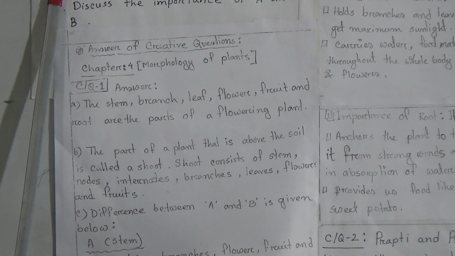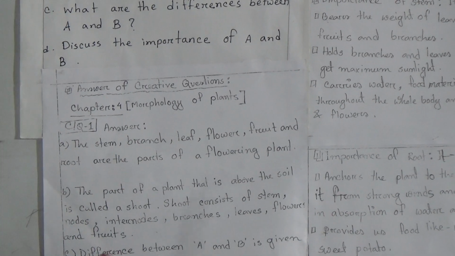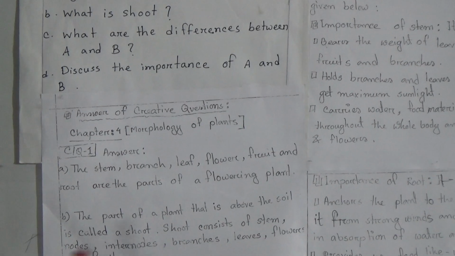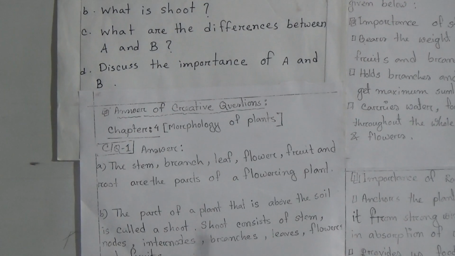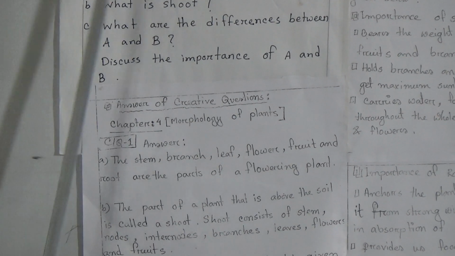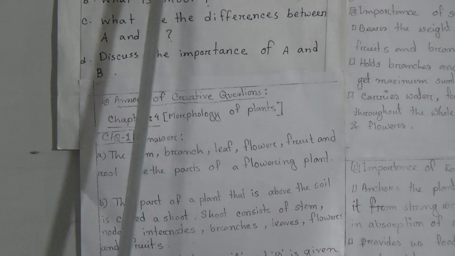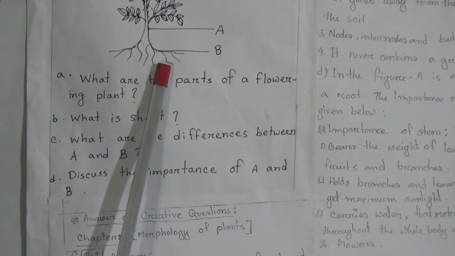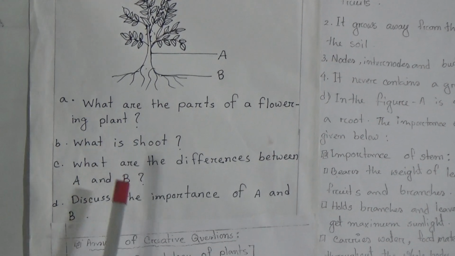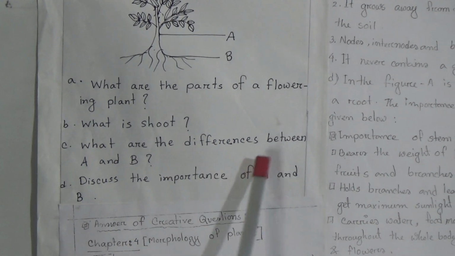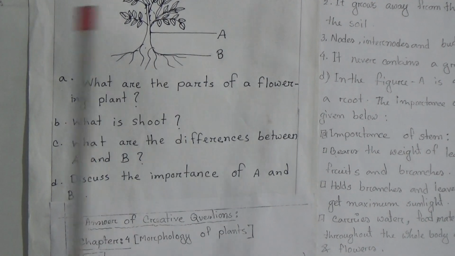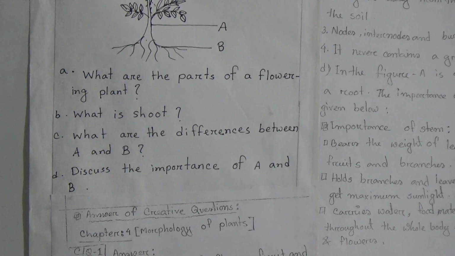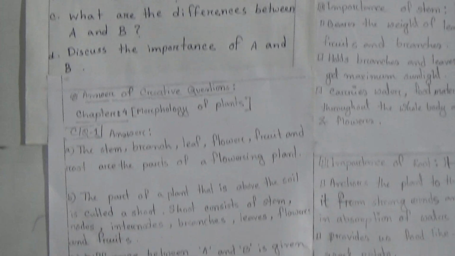Now question number C: what are the differences between A and B? Dear students, now we have to know what is A and what is B. A is indicated by stem and B is indicated by root. So we have to discuss now the differences between stem and root. The differences between A and B are given below.